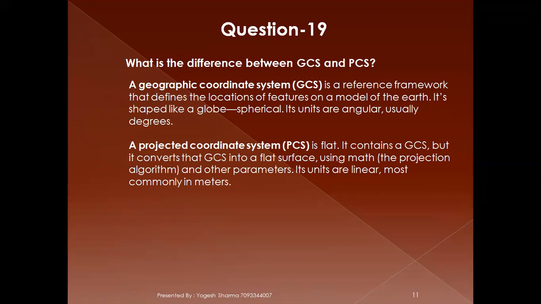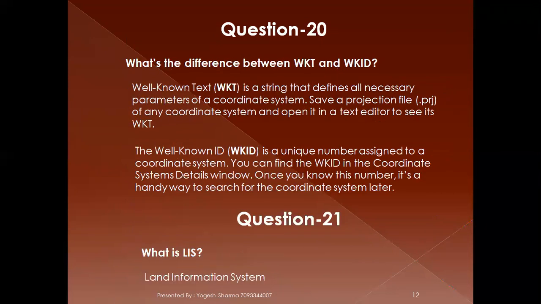The projected coordinate system is what? The projected coordinate system is flat. It contains a GCS, but it converts the GCS onto a flat surface using maths; there are many parameters involved. Using those parameters, we are converting the geographic coordinate system to the projected coordinate system.